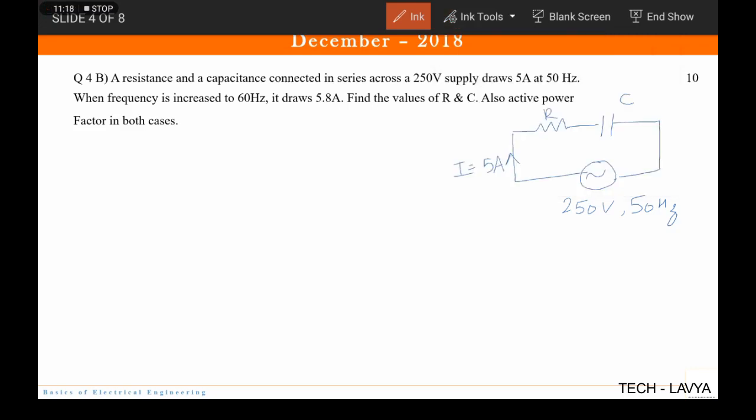Next part says when the frequency is increased to 60, it draws 5.8 amperes. Okay, it means the circuit elements are same. Everything is same actually, but the frequency is changed. Now it is 60 hertz. So the current becomes 5.8 amperes now. Otherwise, the values of R and C remain the same. So we have to find the value of R and C and active power factor.